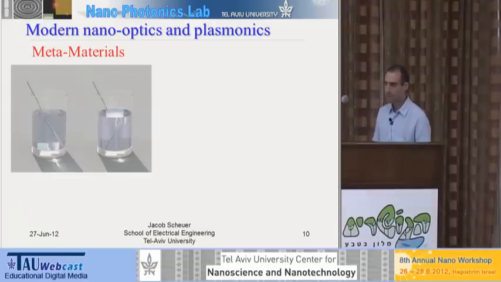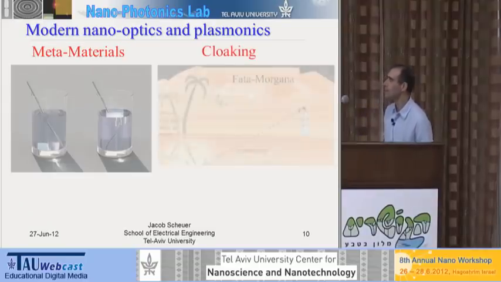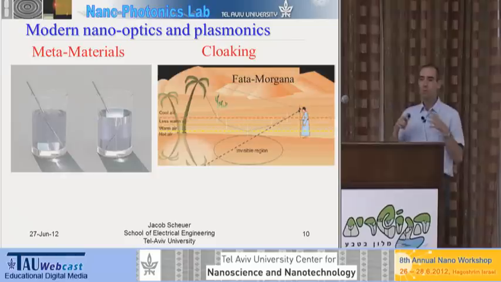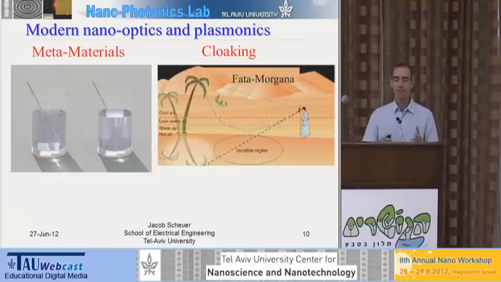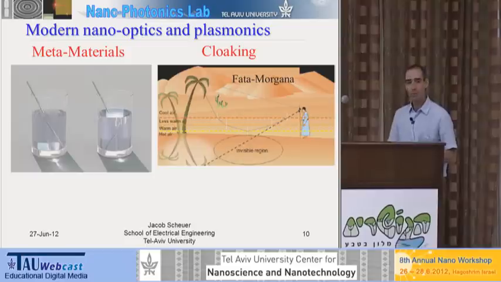So this looks very exciting, but it also has interesting applications. Probably the most important or exciting one is the ability to do cloaking, to hide, to make things invisible. And the way we do that is to take advantage of a phenomenon which we are actually familiar with. It's called Fata Morgana.